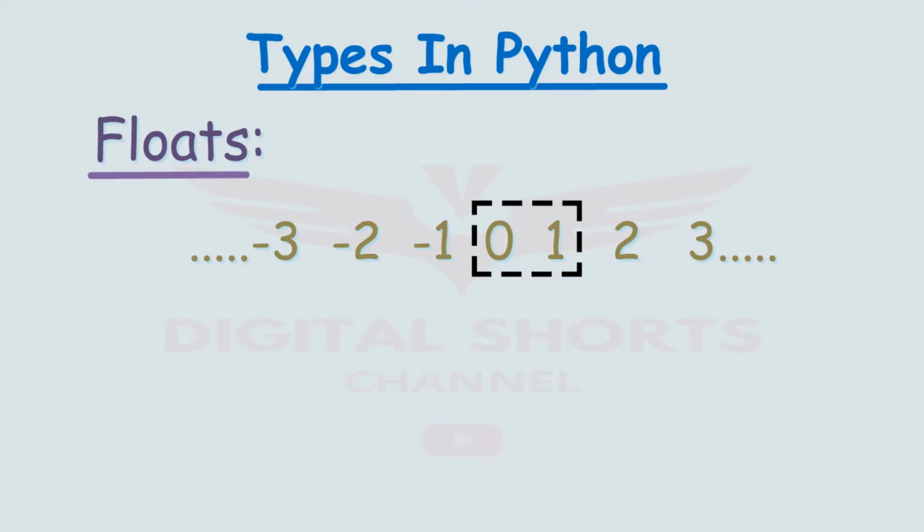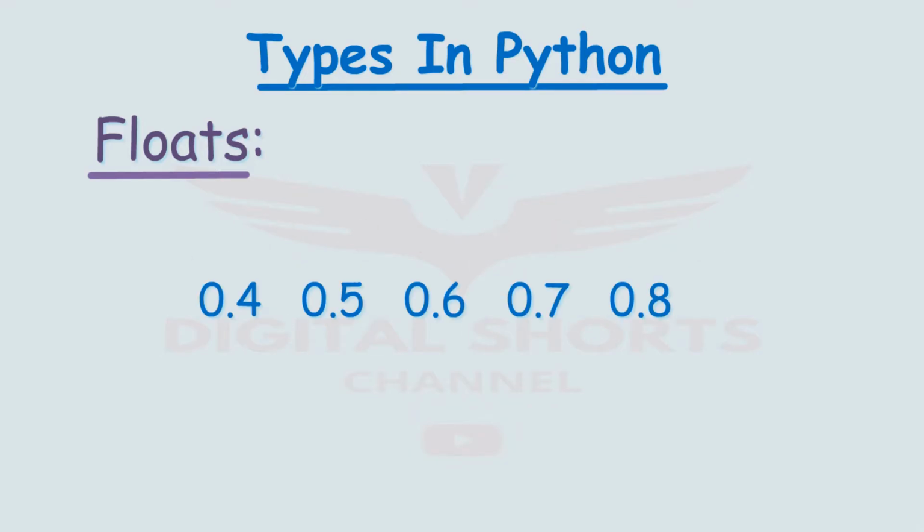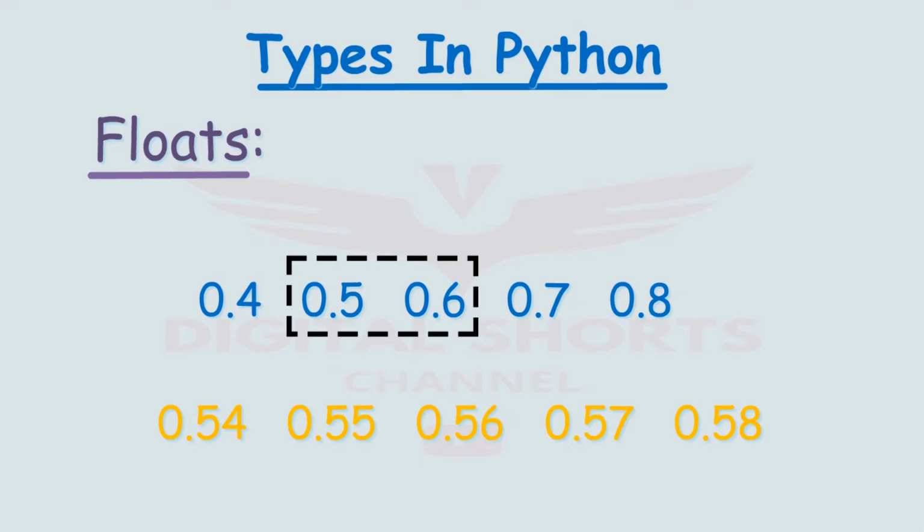Consider the numbers between 0 and 1. We can select numbers in between them. These numbers are floats. Similarly, consider the numbers between 0.5 and 0.6. We can select numbers in between them. These are floats as well. We can continue the process, zooming in for different numbers. Of course, there is a limit, but it is quite small.